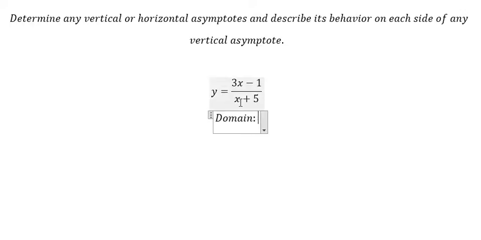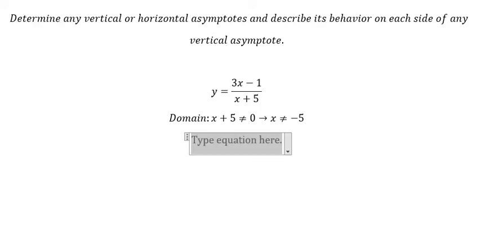And we see that s plus 5 cannot equal 0. So that means s is not equal to negative 5. So we will have the limit when s approaches negative 5 on the right, so that means on the positive side.